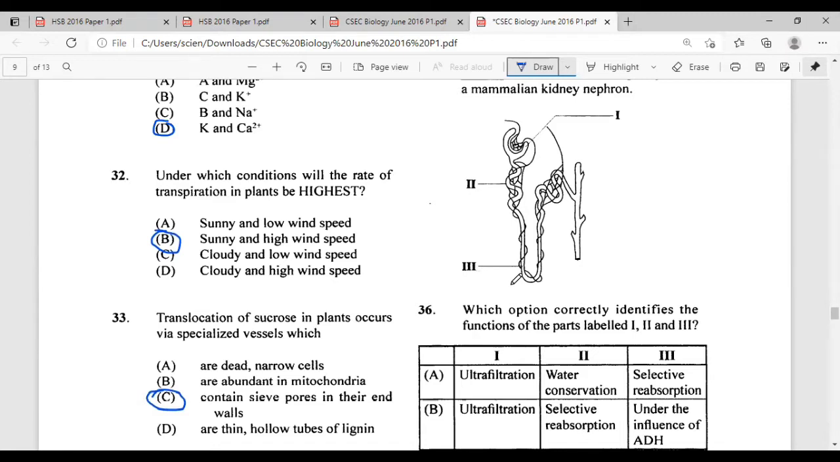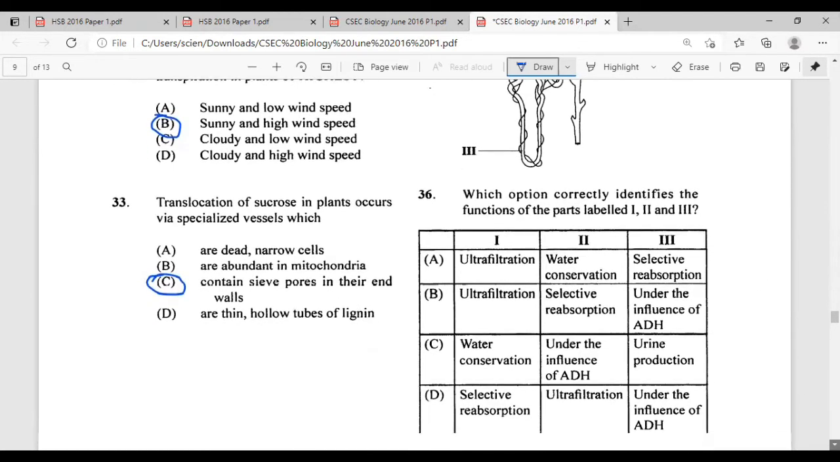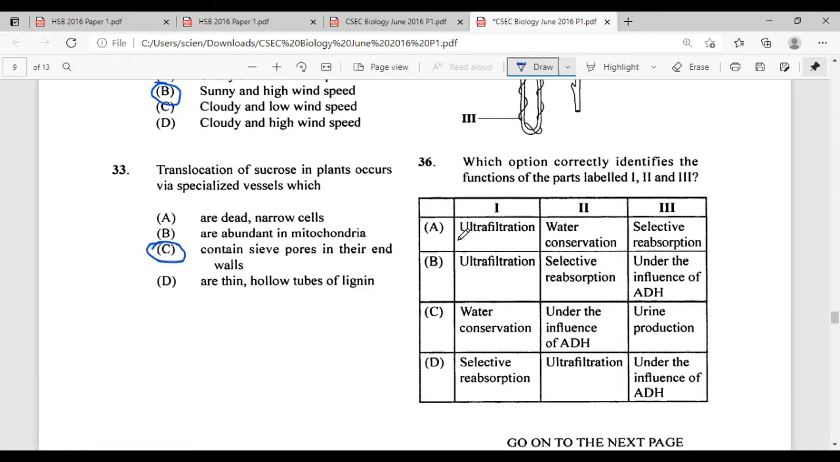So 1 is definitely, if we look at it, the Bowman capsule, and then inside would have the glomerulus. 2 is the proximal convoluted tubule, and then 3 is the loop of Henle. So because we have identified the parts, now we have to know their functions, and this is going to help us in answering the question. So if we know that 1 is the Bowman's capsule, we already know that 1 is going to deal with ultrafiltration. So based on these answers, we already know that only A and B have ultrafiltration as 1.